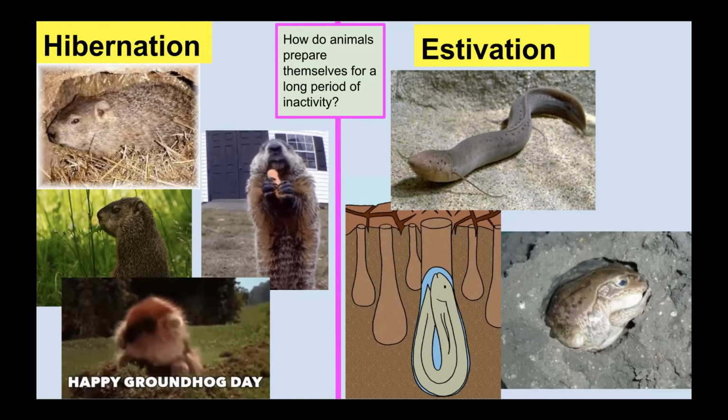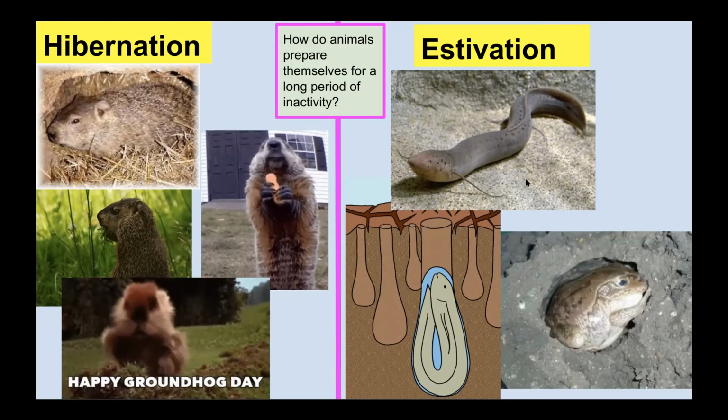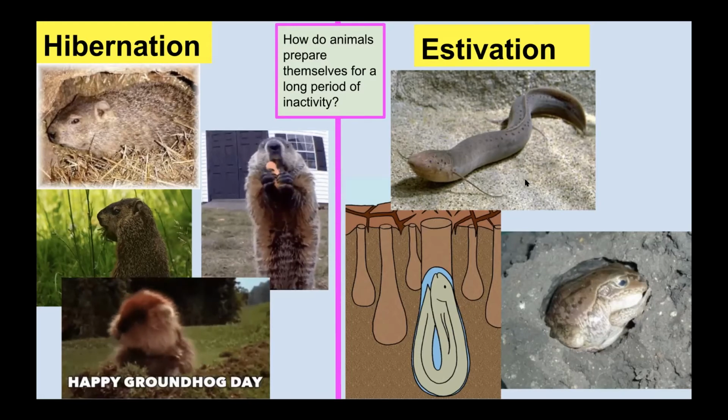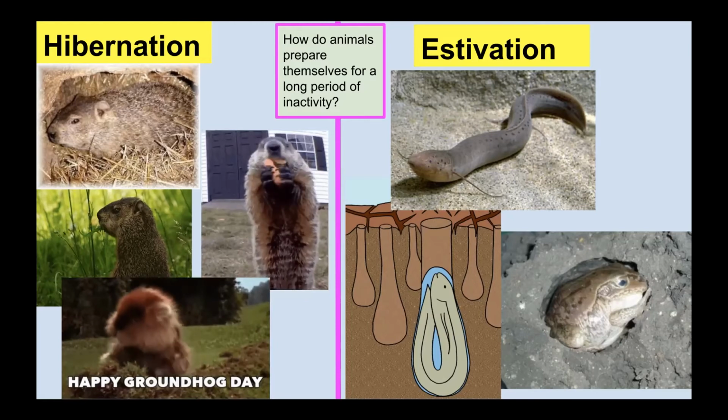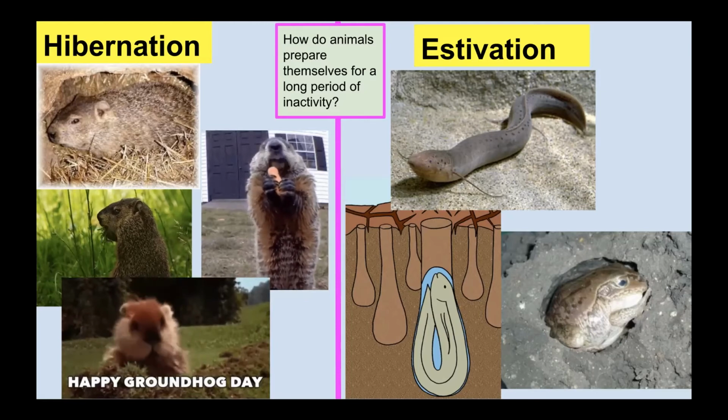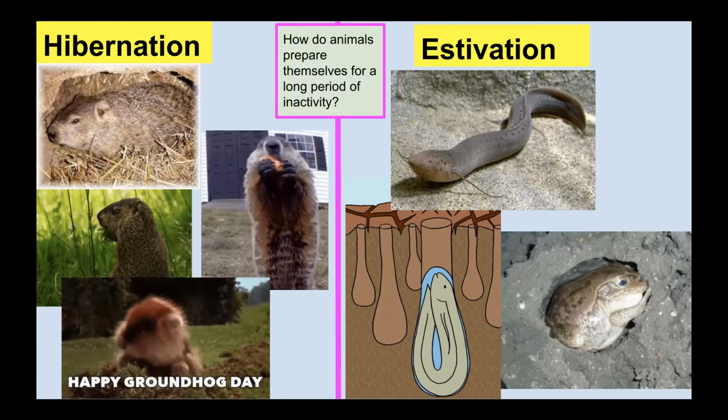So it's like a summertime sleep. And here's a cool looking fish actually. It's a cool fish called the African lungfish. Scientists consider it a prehistoric fish because it's been around for over 400 million years. And they can do something really cool.